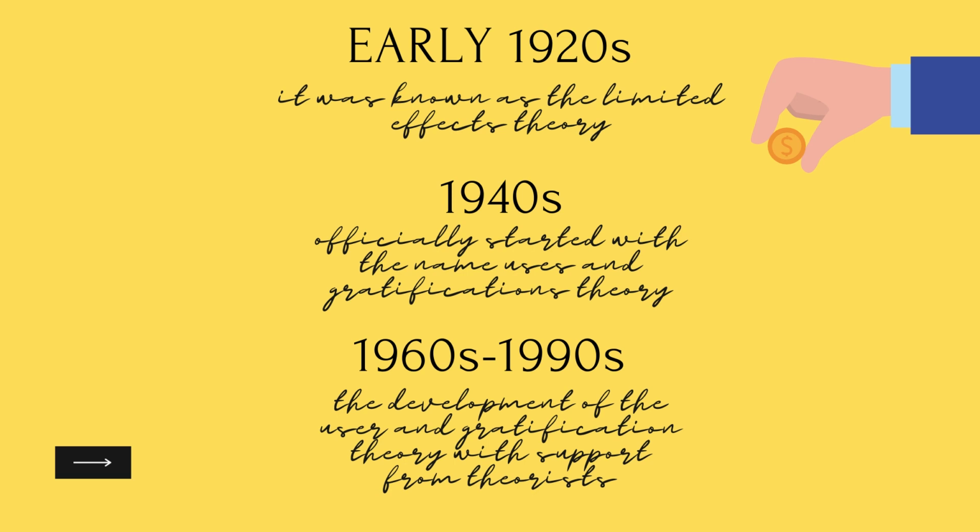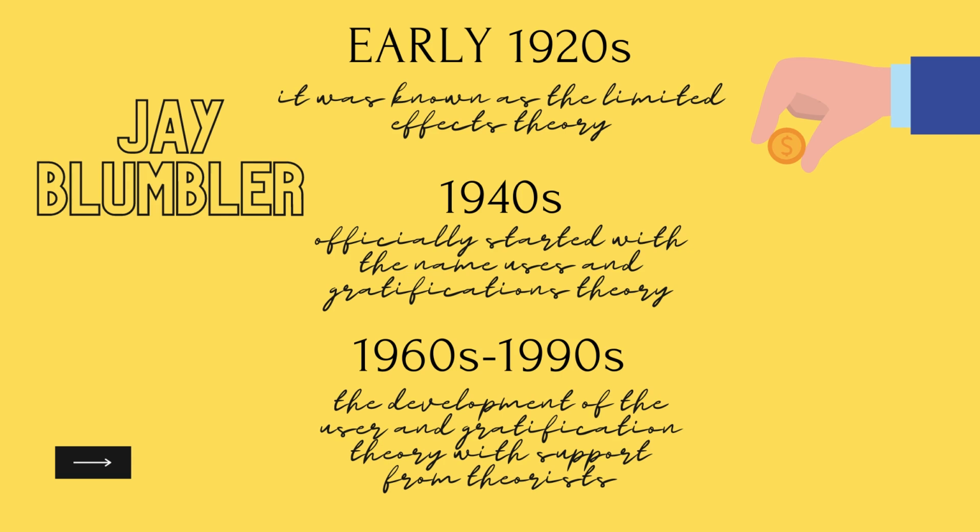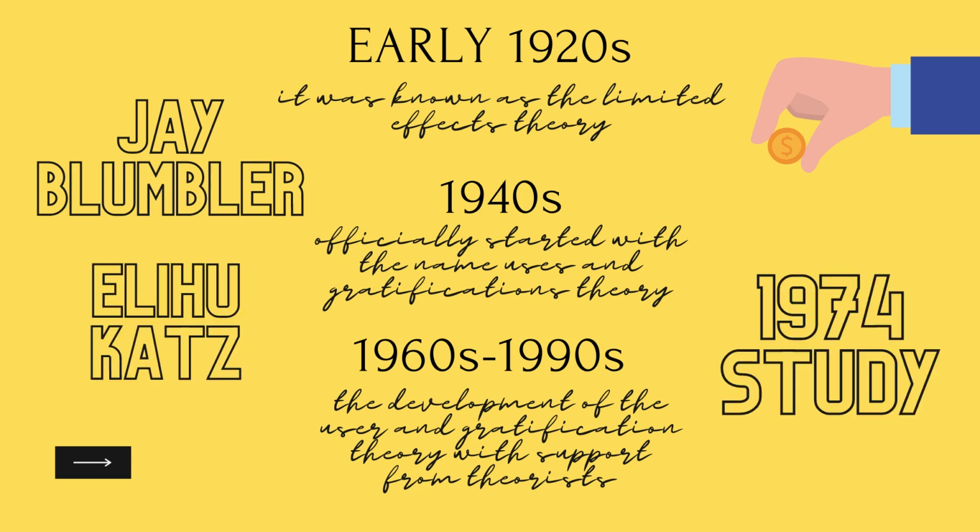The hypothesis is frequently ascribed to J. Blumler and Elihu Katz's 1974 study. With the proliferation of media technology, research on the uses and gratifications theory is more relevant than ever for understanding people's reasons for using media and the gratifications they derive from it.